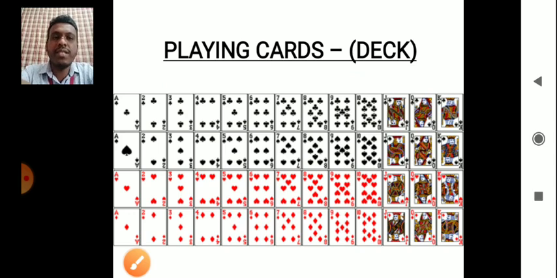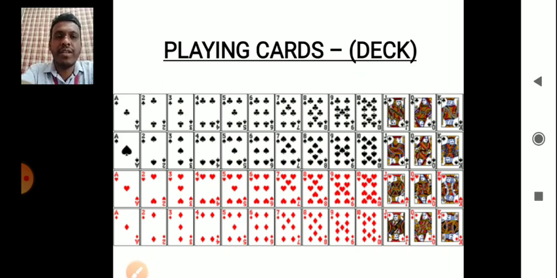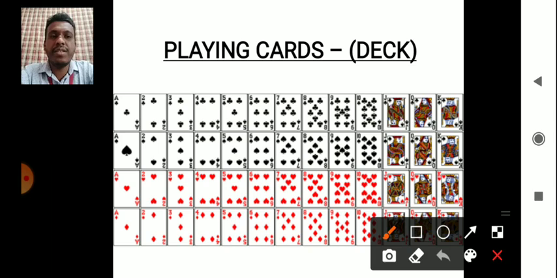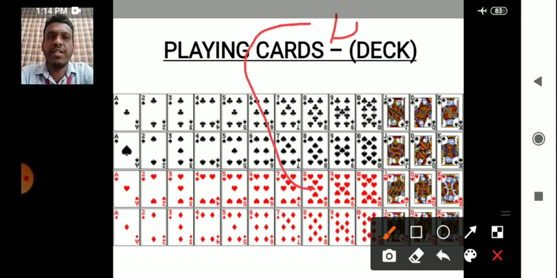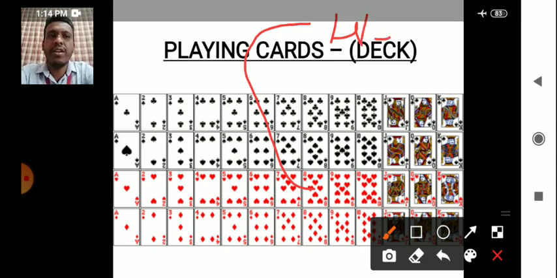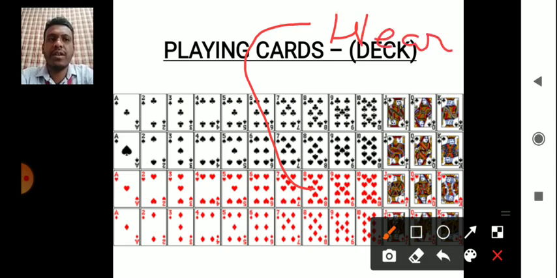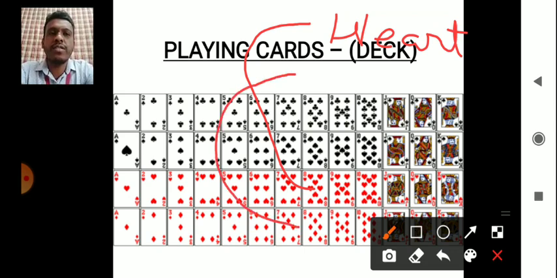Now what is the third one? This is a heart. It's very easy, we used to call it badam. Easy to understand. And what is this? We used to call it chaukat. Now this is known as a diamond in English.